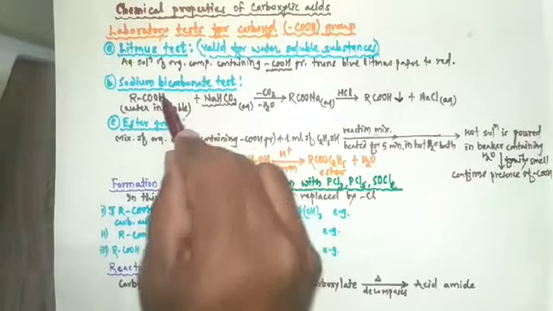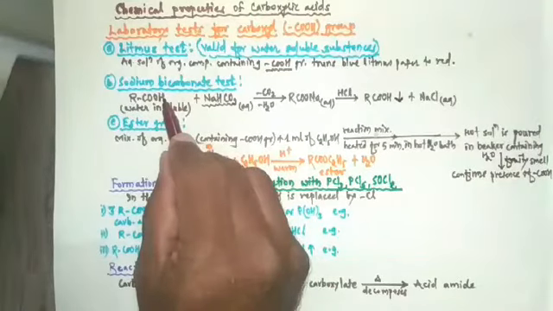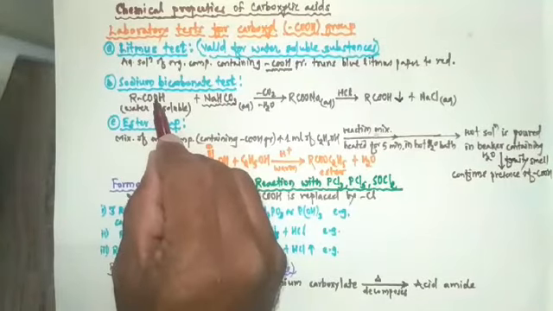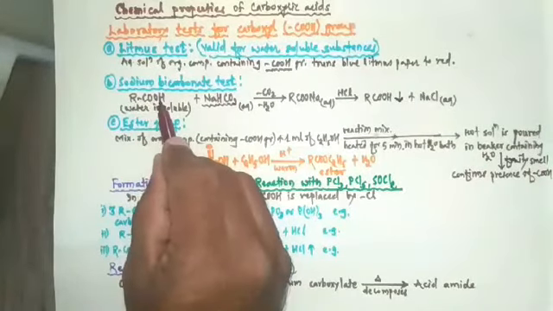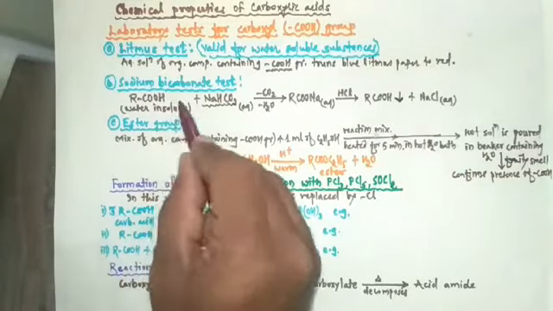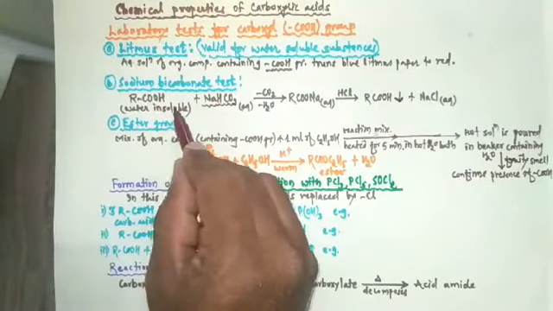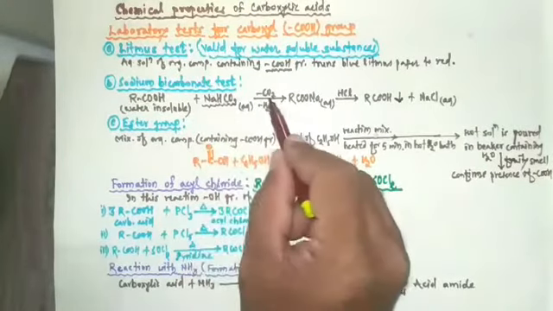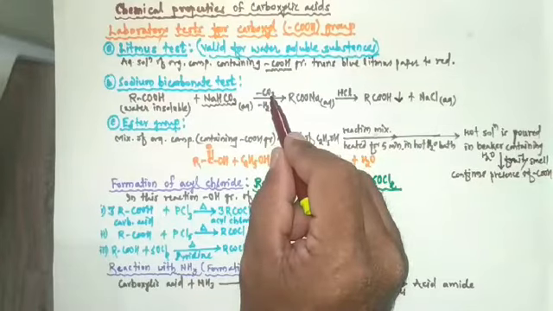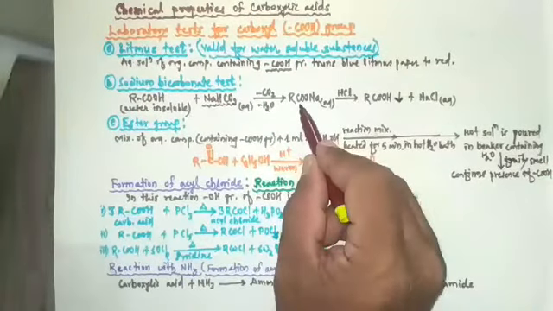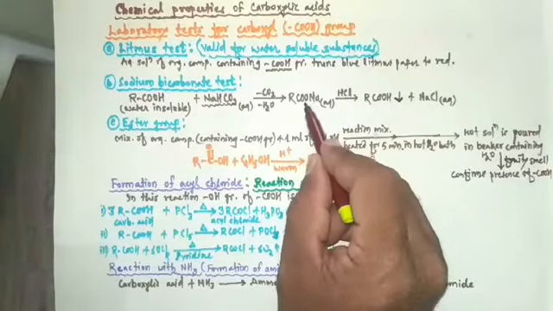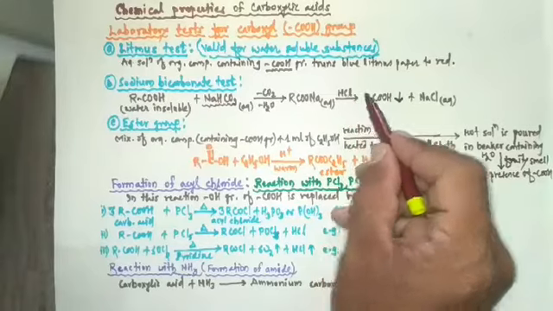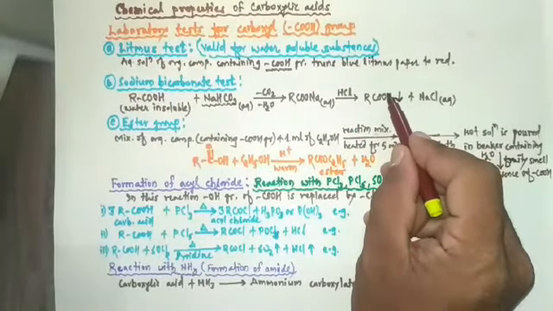The reaction can be represented as RCOOH, that is carboxylic acid. It is water insoluble. When it is reacted with sodium bicarbonate, it gives a brisk effervescence of CO2. Here there will be formation of the sodium salt of the acid, and on acidification it gives a precipitate of the acid.